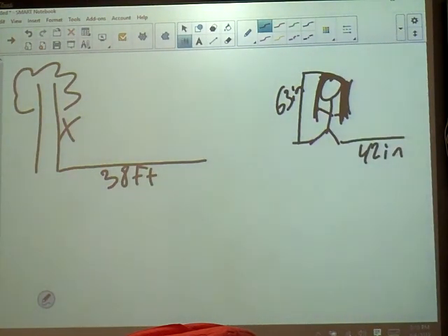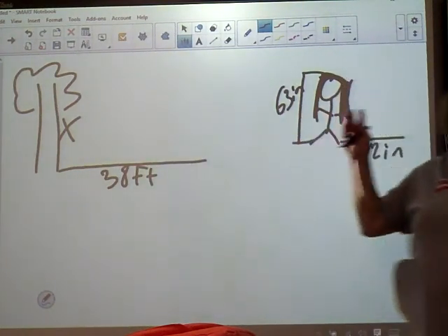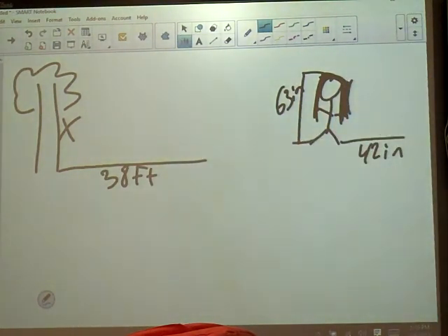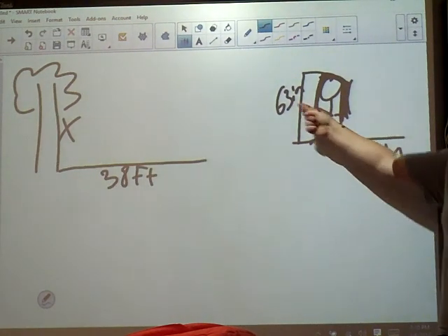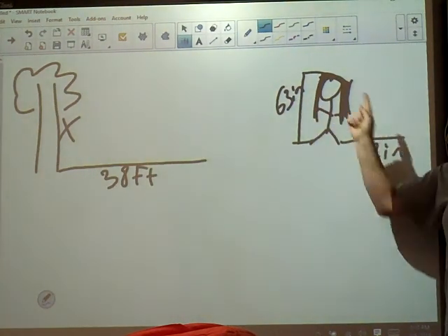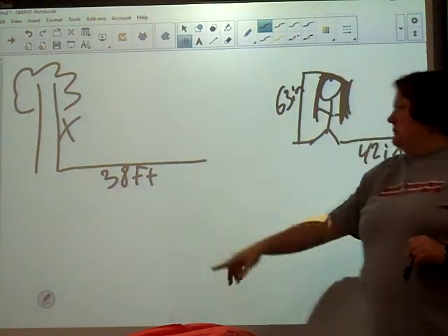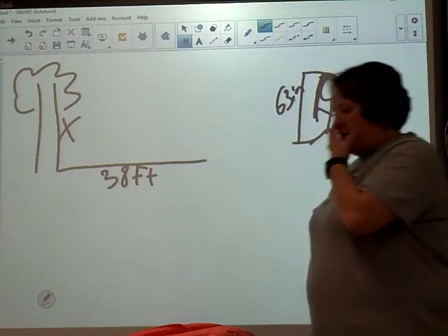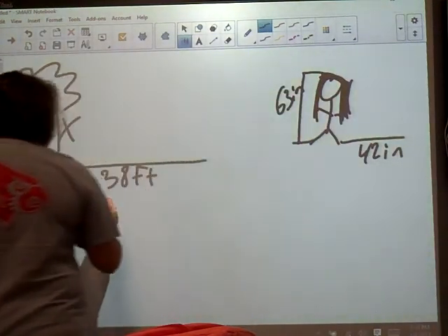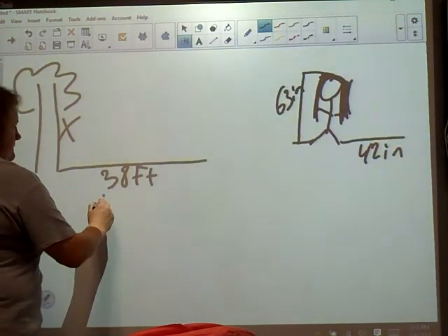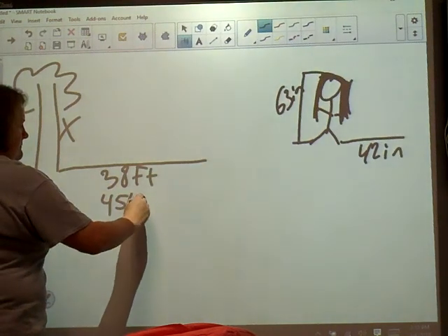First thing you have to do is make a conversion, because my tree's in feet and Mason's measurements are in inches, so they have to be the same. It doesn't matter; there's not one that's more correct than the other. I think there's one that's easier, because if I put these in feet, I'm going to have partials. So I can put this in inches and have a big whole number. So tell me, 38 times 12, how many inches is that?